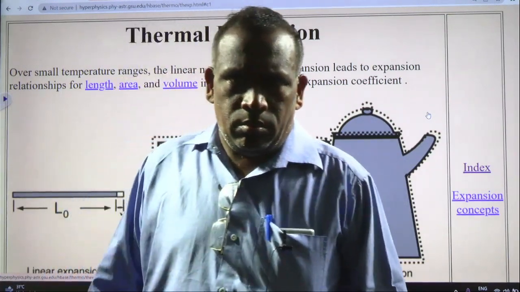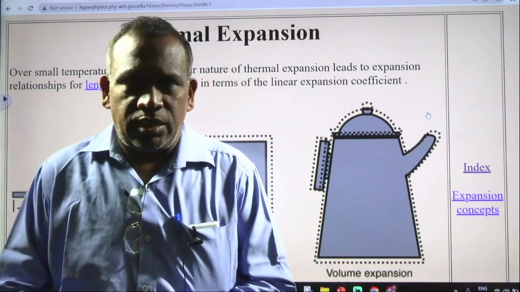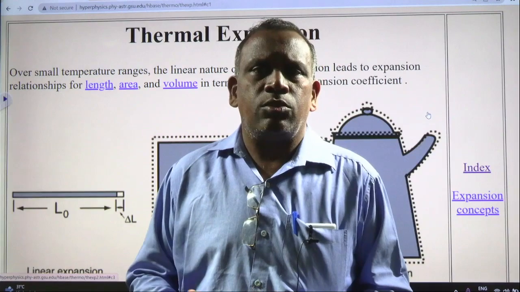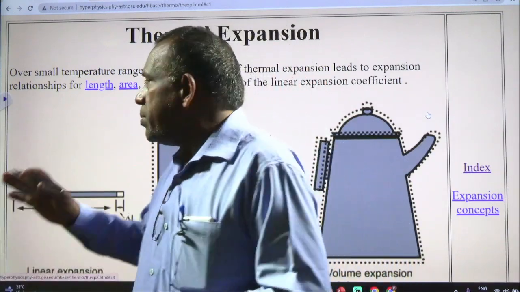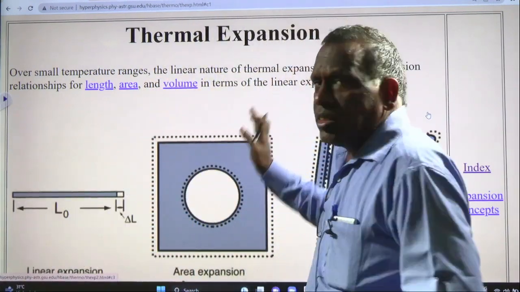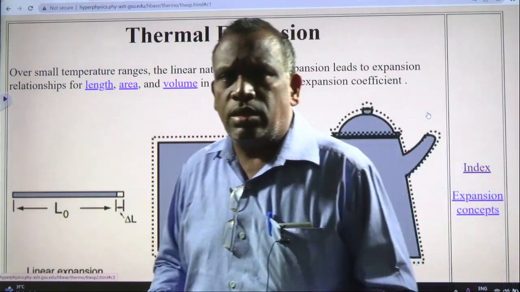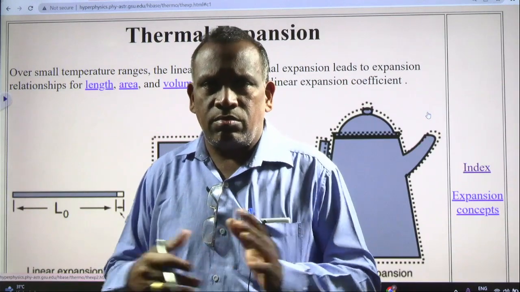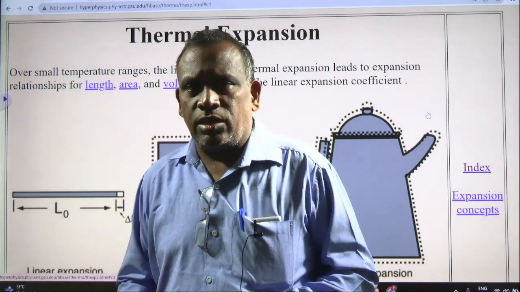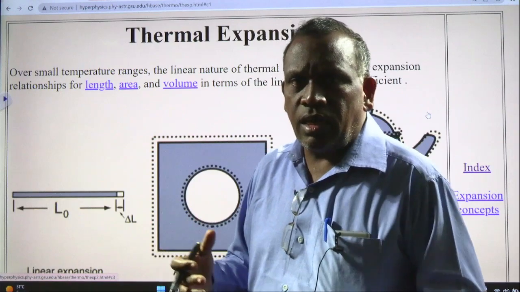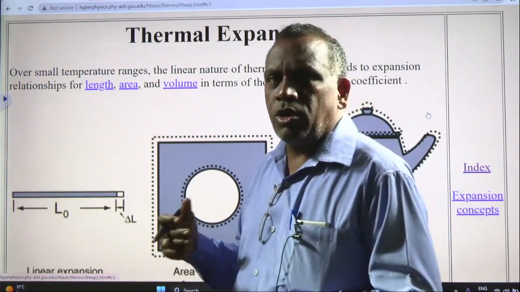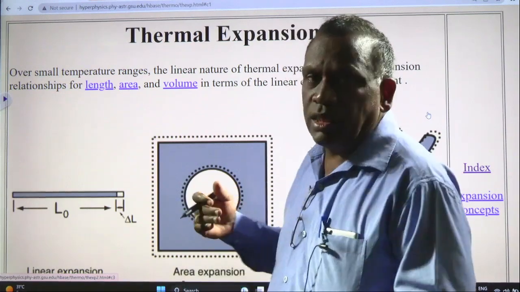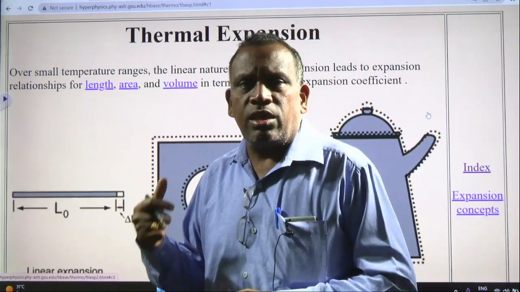So, thermal expansion comes under heat. Heat is a form of energy that travels from higher temperature to lower temperature. Thermal expansion is the change in length due to the supply of heat, an increase or decrease of length, expansion being an increase of its original length. Whenever heat is applied to a body, there is a change in the original length, original area, or original volume.